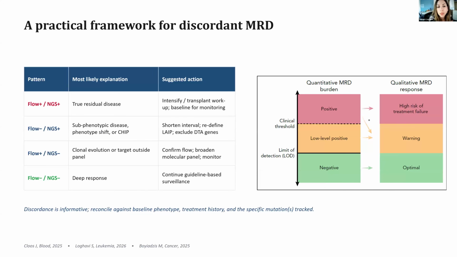All right. So what do we do in practice? In practice, really, we combine both methods. We combine flow cytometry and NGS. We're most confident where both are positive and you have evidence of disease. This is true residual disease. If both are negative, this is very reassuring. It's indicative of deep response.